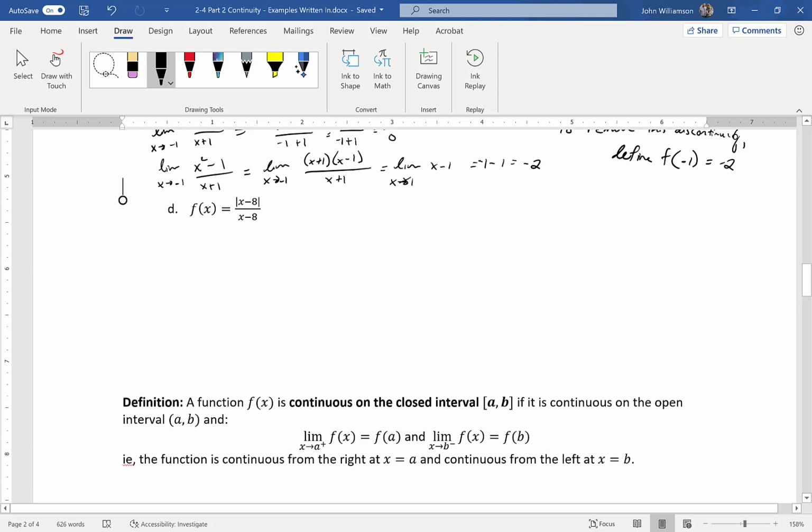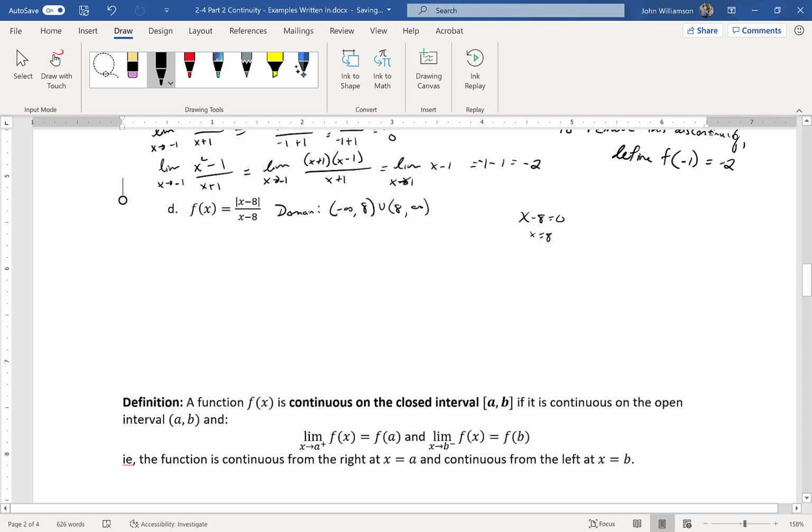For the last one, f of x equals absolute value of x minus 8 over x minus 8. So again, what's going to be our big issue here? Dividing by 0, right? So x minus 8 equals 0, x equals 8, right? So our domain is -infinity to 8 union 8 to infinity.